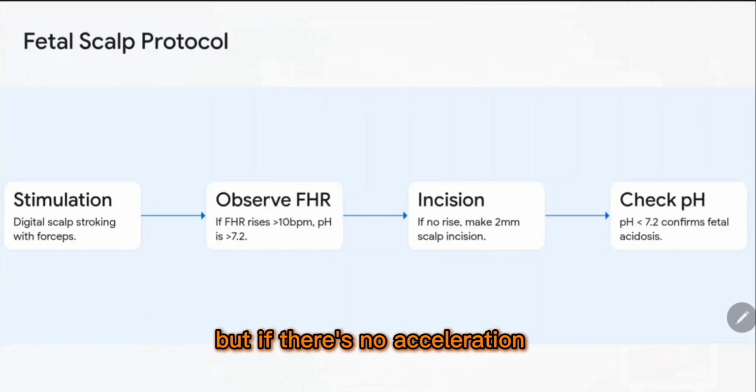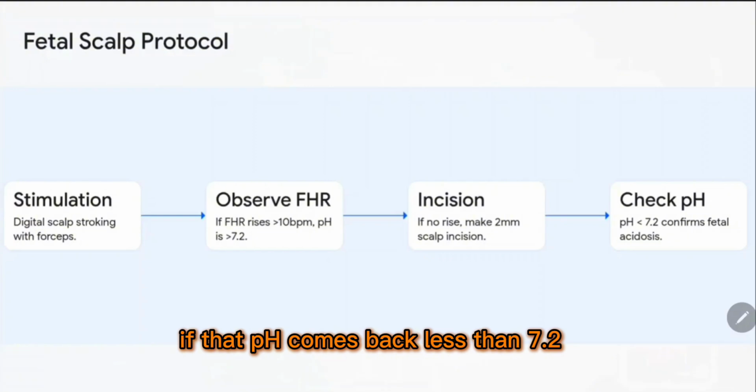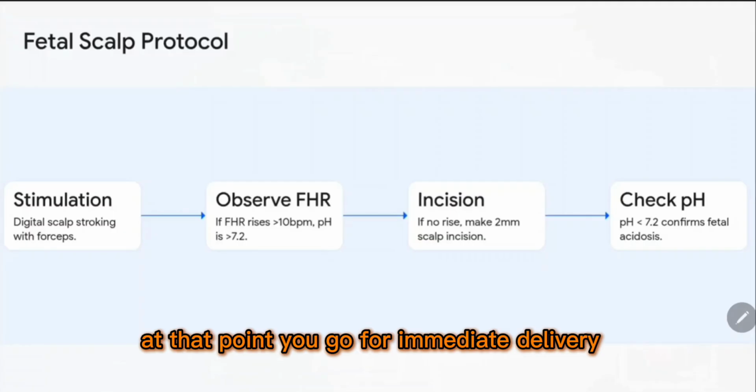But if there's no acceleration, we make a tiny 2mm scalp incision for blood. If that pH comes back less than 7.2, we have confirmed fetal acidosis. At that point, you go for immediate delivery.